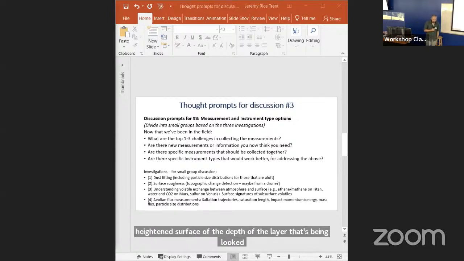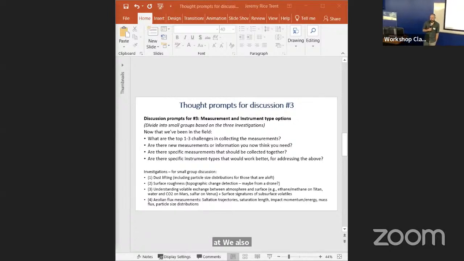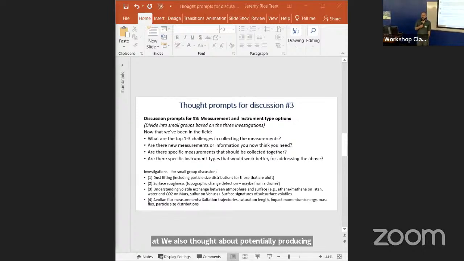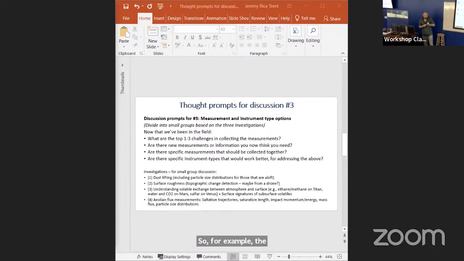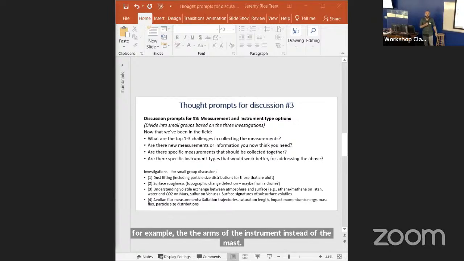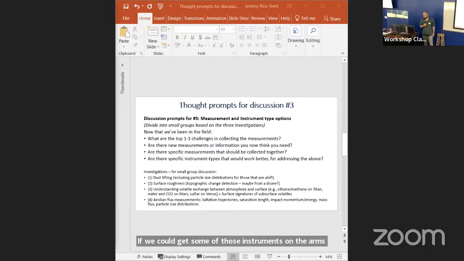We also thought about potentially producing instruments that could go on the less used parts of the instrument that we saw yesterday. So, for example, the arms of the instrument instead of the mast. If we could get some of those instruments on the arms instead, then it would, of course, make more sense to place them on Mars.